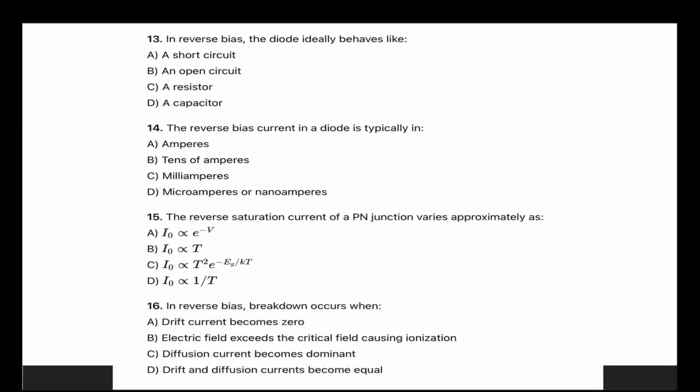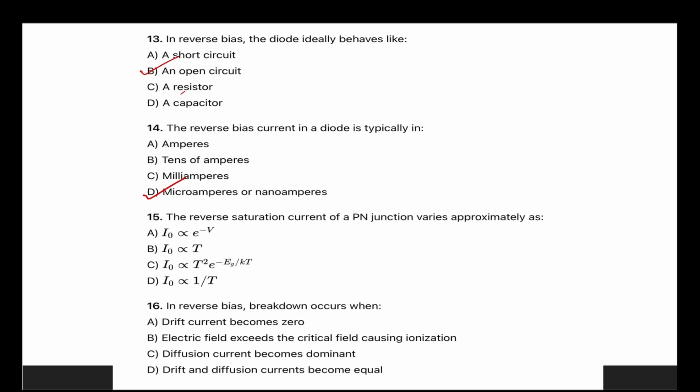In reverse bias, the diode ideally behaves like: option A short circuit, option B open circuit, option C a resistor, option D a capacitor. In reverse bias, an ideal diode will behave as an open circuit. The answer is option B. Next question. The reverse bias current in a diode is typically in: option A amperes, option B tens of amperes, option C milliamperes, option D microampere or nanoampere. The reverse bias current in a diode is very small. It is in the microampere range.